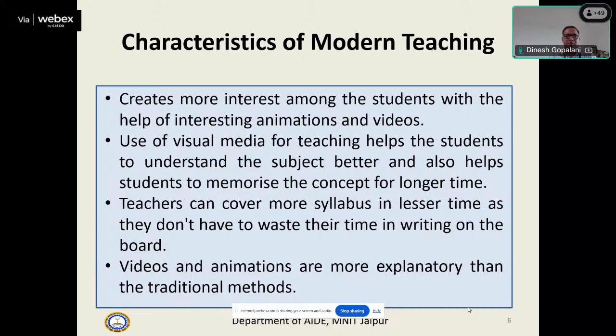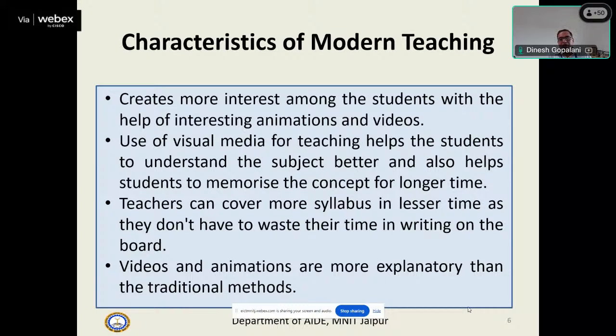So what are the characteristics? As I was saying, yes, it can become more interesting among the students because you can show them many of these animations, visuals actually, because all of us know a picture is worth 1,000 words. So many of the things you can convey through these pictures, videos, animations. So this will help the students to understand the subject better, and they can memorize this concept for longer time. That is also correct. Okay, because pictures can be remembered more easily than the words.